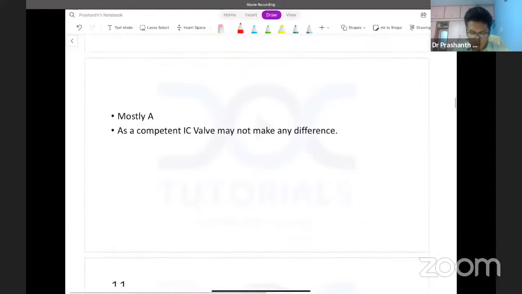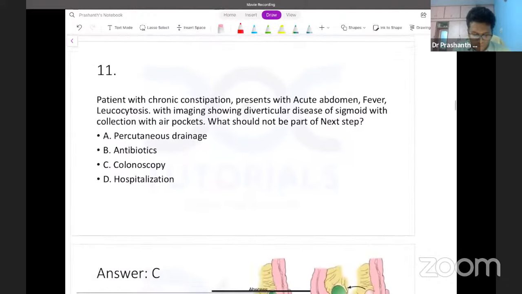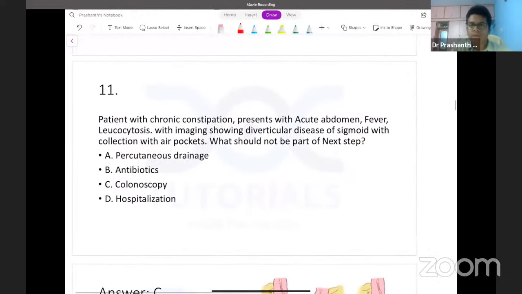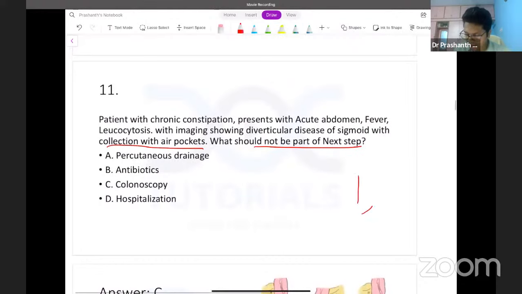Okay. Now coming to this question, a patient with chronic constipation suddenly presents with acute abdomen, fever, leukocytosis. Imaging showed diverticular disease of the sigmoid, with collection with air pocket. What should not be the next step? So, the patient has diverticulosis with complicated diverticulitis. What should not be done? Percutaneous drainage, yes, it should be done, especially if there's an abscess. Antibiotics should be given. Hospitalization is essential.